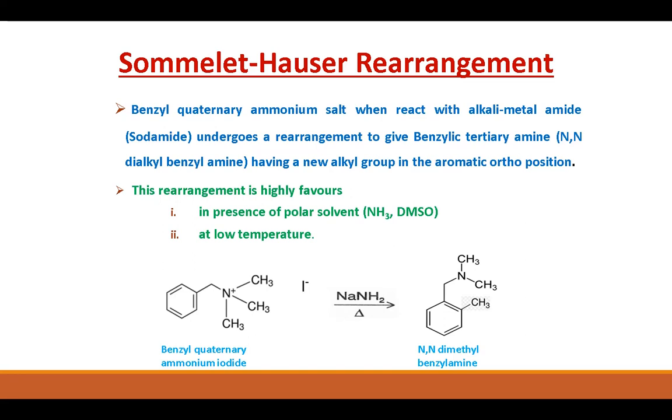The Sommelet-Hauser reaction highly favors two conditions. One is the presence of polar solvents like NH3, DMSO, and HMPA. Second one is low temperature conditions, which also favor the reaction.